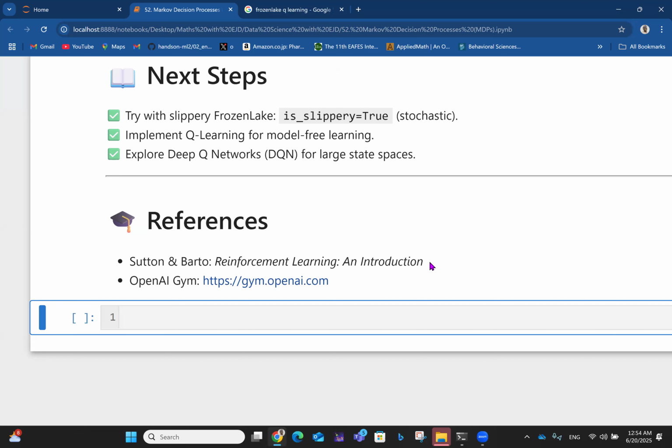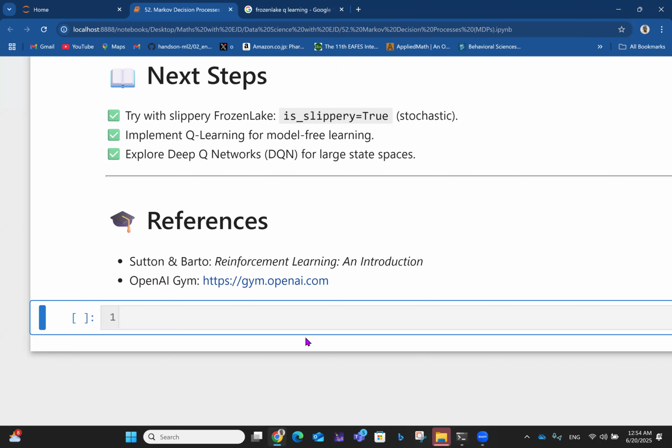So you implement Q-learning for model-free learning, all right? Then you can explore deep Q networks, DQN, for large state spaces. I think we should talk about this in future videos. In references, you have Sutton and Barto. I think they wrote the book on reinforcement learning, an introduction based on the idea of behavioral psychology.